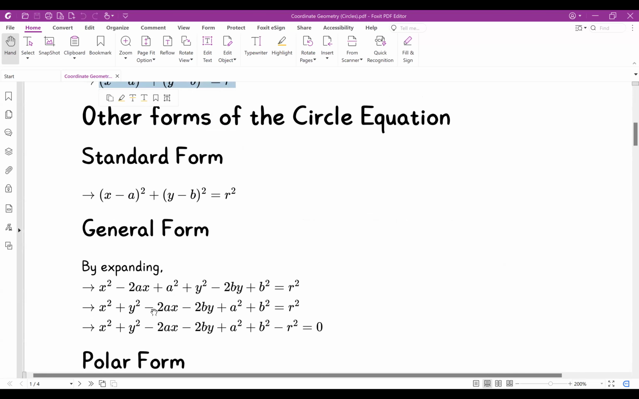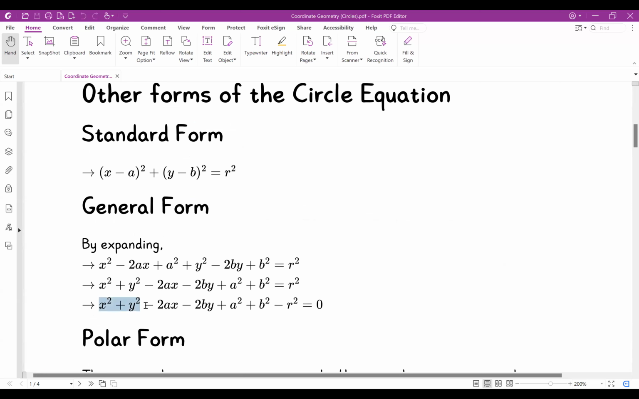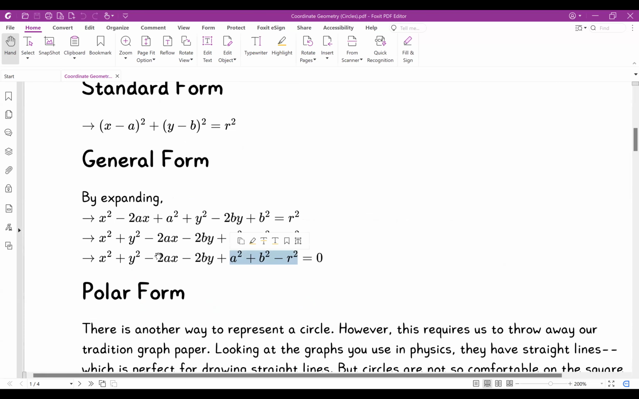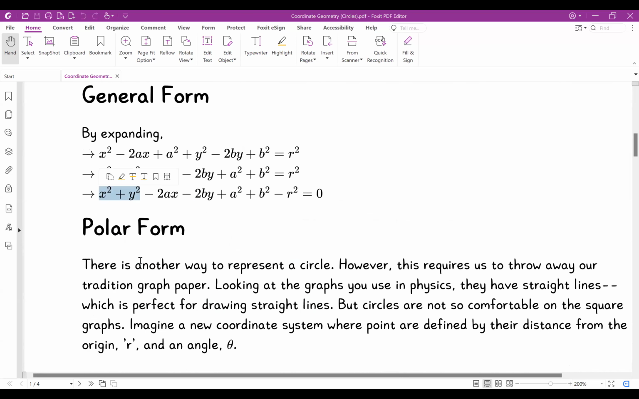If you expand this out, you realize that this can be written as x squared plus y squared minus 2ax minus 2by plus a squared plus b squared minus r squared. That means this entire section is a constant, right? This has constants in it, and this is just x squared and y squared.